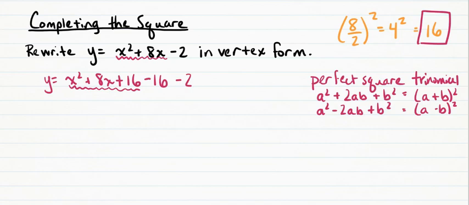And we got that 16 by taking half of 8 and squaring that result. Okay? So now what we have here, x squared plus 8x plus 16, is a perfect square trinomial and can be factored as x plus the square root of 16, which is 4, squared. And we can double check that by expanding and simplifying this again, right?